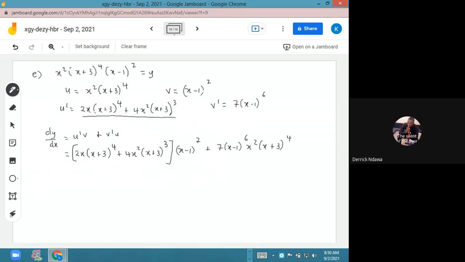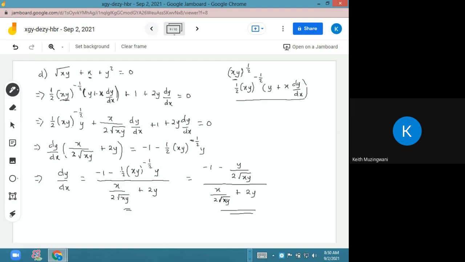I have a question on part D. I don't know how you differentiated the x, y, which is in the bracket there. When you have x, y, you take it in the same way we take u, v. So you let your u to be x and your v to be y. When you differentiate u, you get 1. When you differentiate v, you get 1 multiplied by dy dx.